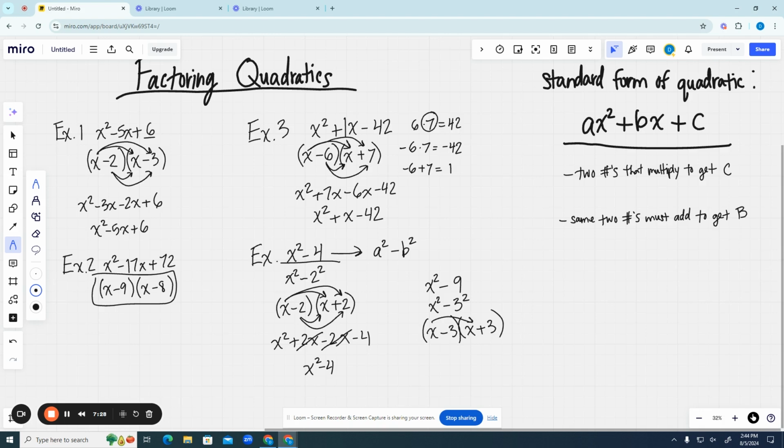And you can check it. It'll be the same for all of them because that middle term is going to simplify. So you'll have x squared plus 3x minus 3x minus 9. And these two simplify, so you get this.